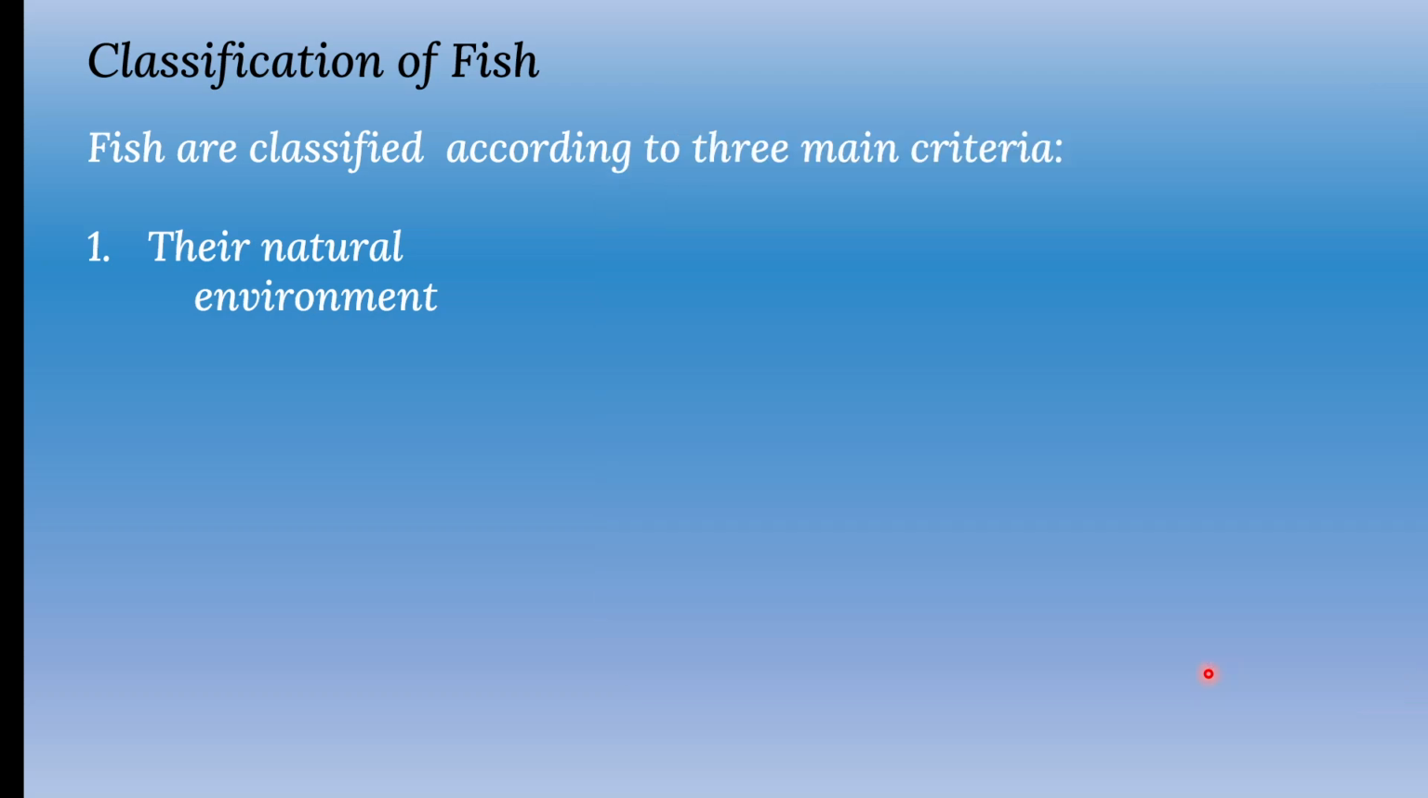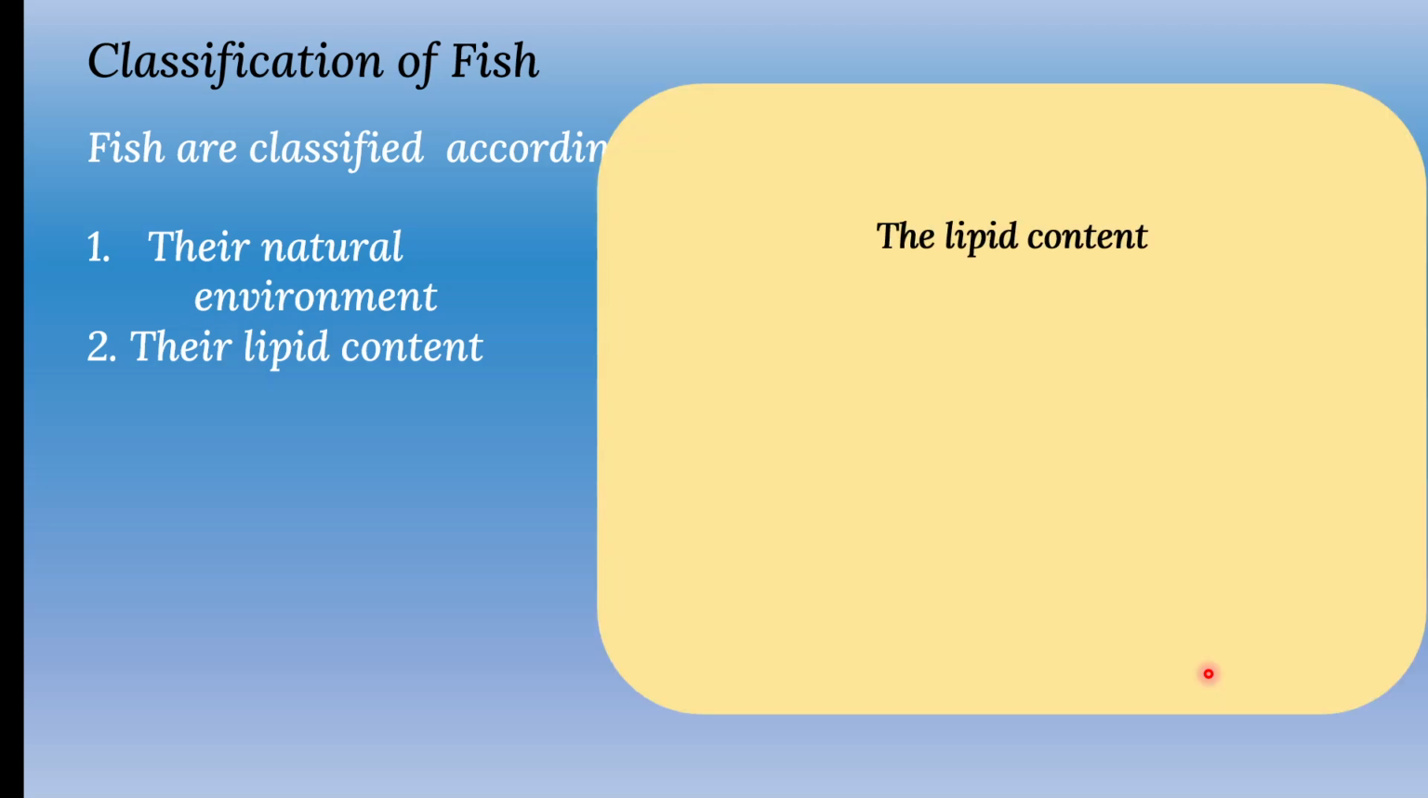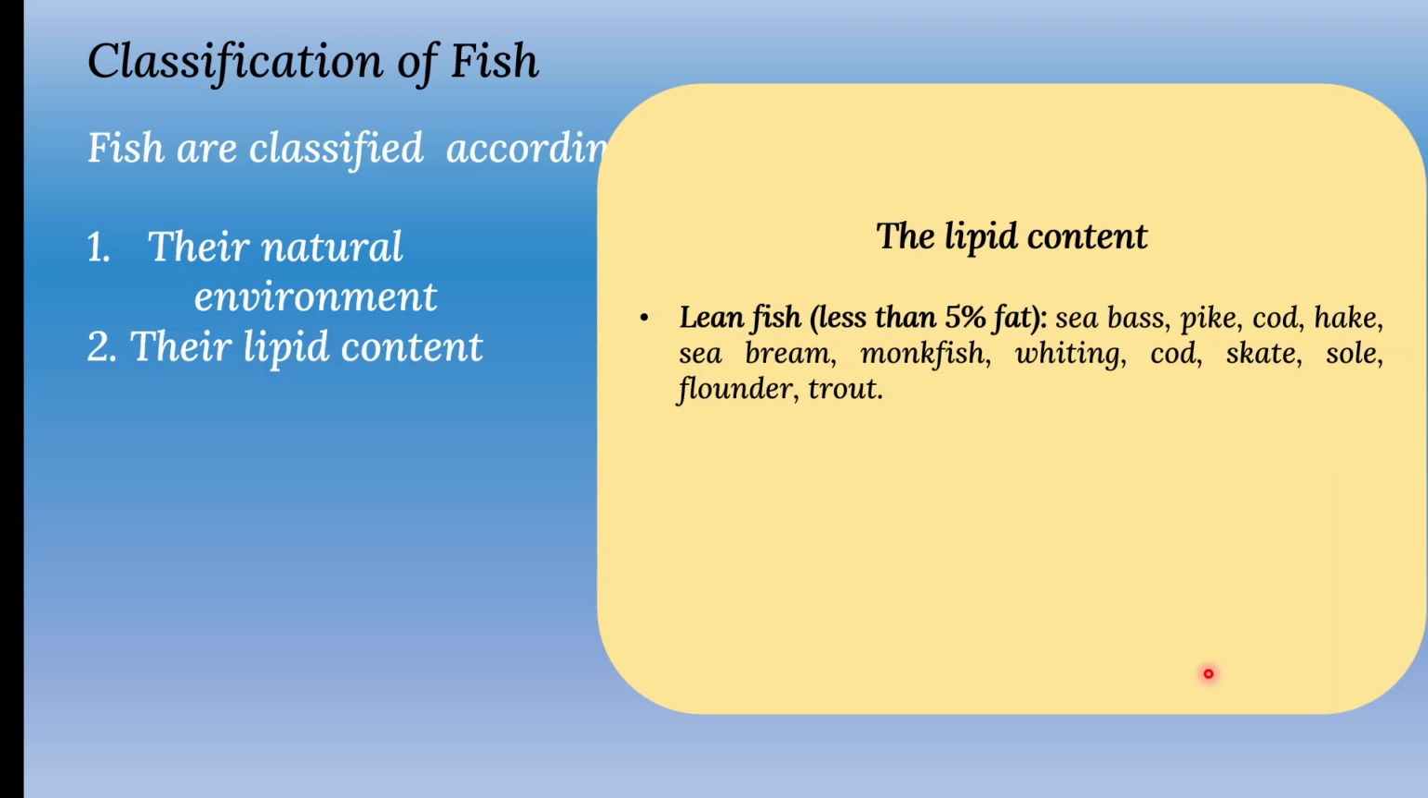There is another way, depending on their lipid content. Lipid content is nothing but the fat content or the oil content, and depending on that also they are classified. The first category is lean fish. Lean means free of fat or a very negligible amount of fat. Here it is indicated less than 5% fat. Examples are sea bass, pike, cod, hake, sea bream, monkfish, whiting, skate, sole, flounder, and trout. These are the fish called lean fish.